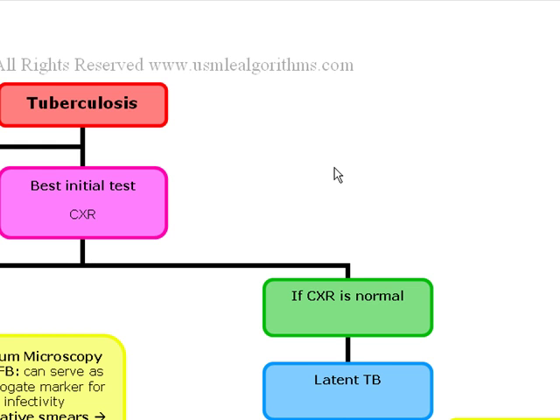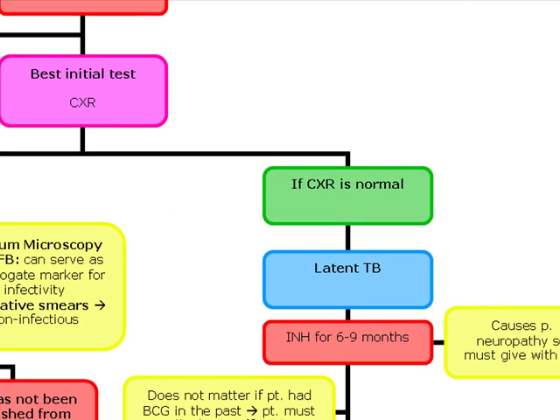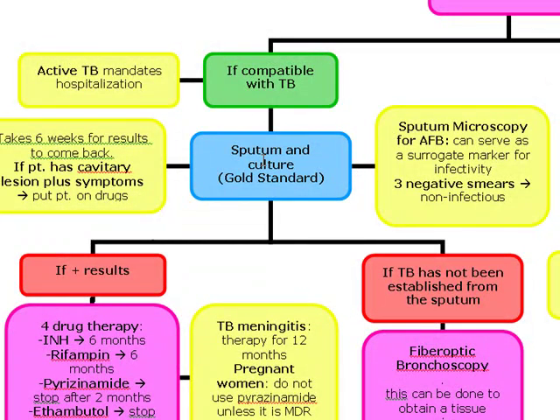So if we're suspecting tuberculosis when the patient presents with these symptoms, our best initial test is going to be a chest x-ray. And if the chest x-ray is compatible with TB, our next step is going to be a sputum and culture. Sputum culture is also our gold standard for the diagnosis of tuberculosis. But one thing I want you to remember, it takes up to 6 weeks for the results to come back for the sputum and culture.